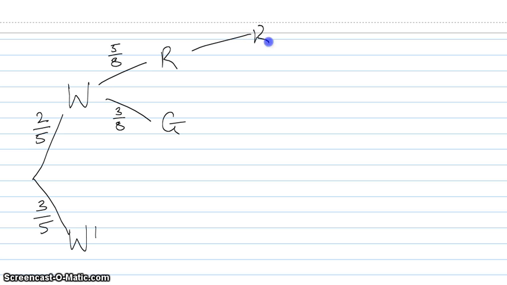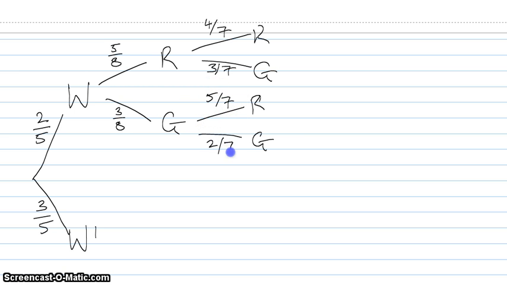What about on the second draw, where we also go back to the same box without replacement? Well, now there are only 7 balls remaining. If a red ball was drawn first, 4 of those 7 are red, and 3 of those 7 are green. If a green ball was drawn first, then 5 of those 7 are red, and 2 of those 7 are green.